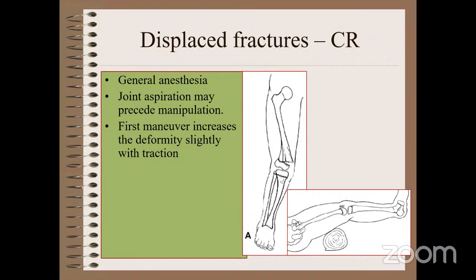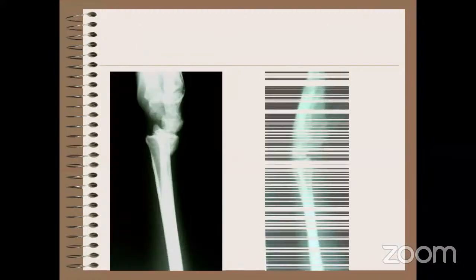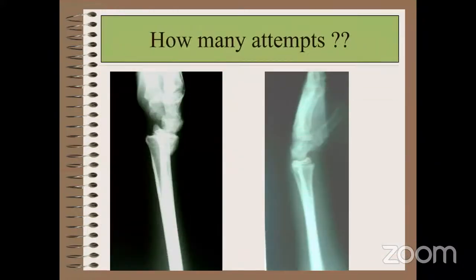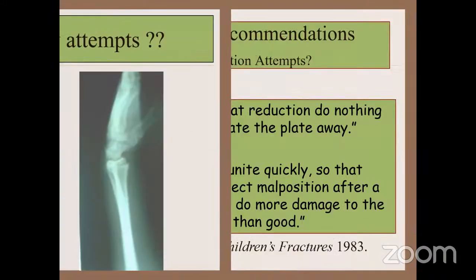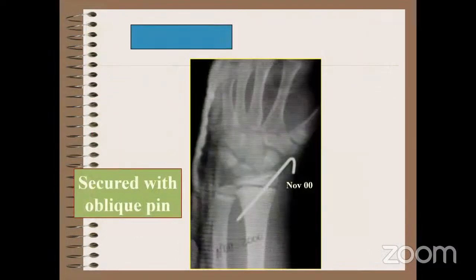The first maneuver should increase the deformity and then give longitudinal traction and then tilt it over. So the sequence of events is to pull, tip, and then close the separation. The maneuver should be 90% traction and 10% leverage in fascial injuries so that you don't cause further crushing of cartilage. We have discussed this point earlier. How many attempts at trying to reduce a fascial injury? We know that trying to do too many attempts will cause more damage and leaving them will be okay.